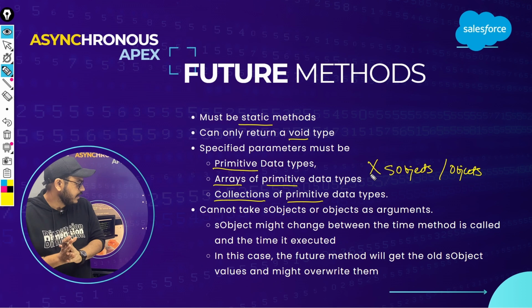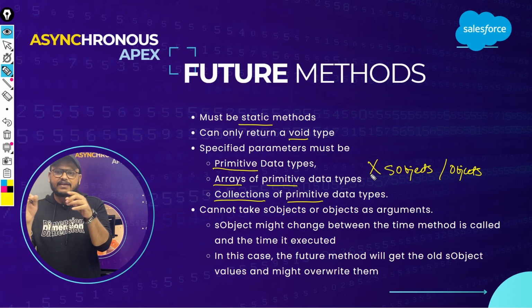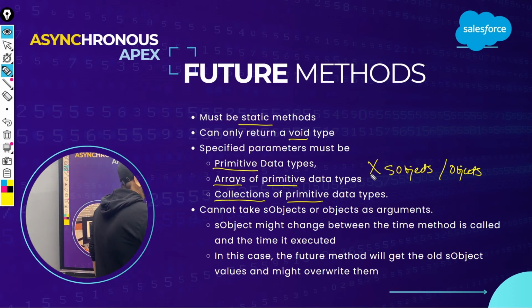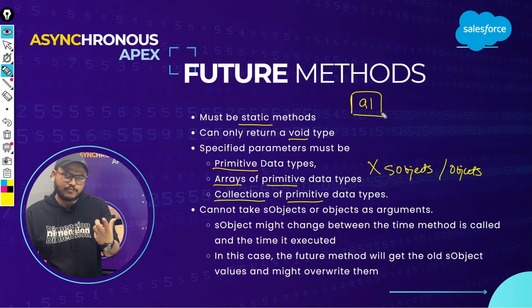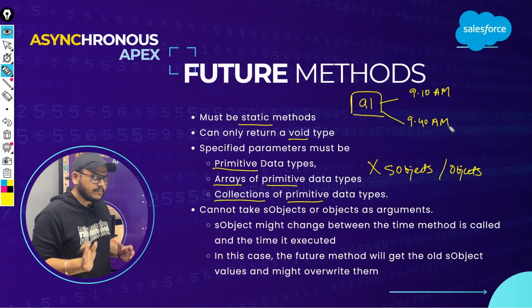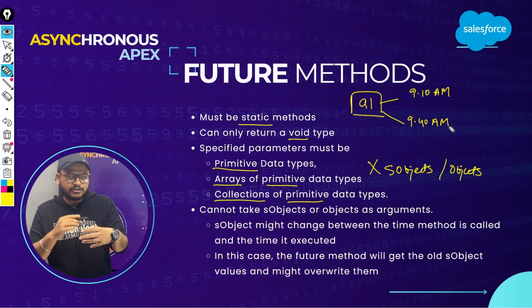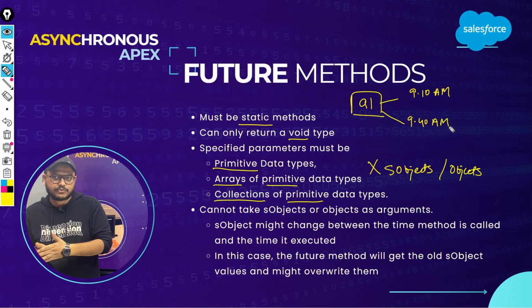Now, the reason for that is very simple. Your SObject is basically a live record. So if I try to specify an account A1 as a parameter, the issue is that A1 is a live record. If A1 is a live record, it can change from time to time. So let's say my future method got called at 9:10 a.m. and it actually got executed at 9:40 a.m. There is a possibility that the value in A1 can change between these two times, between 9:10 when it was called and 9:40 when it got executed.